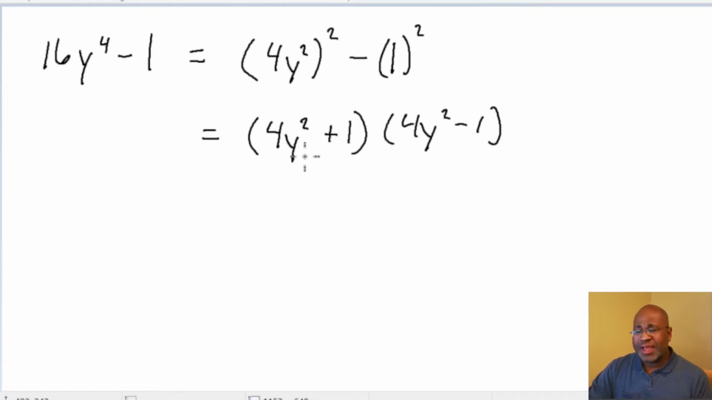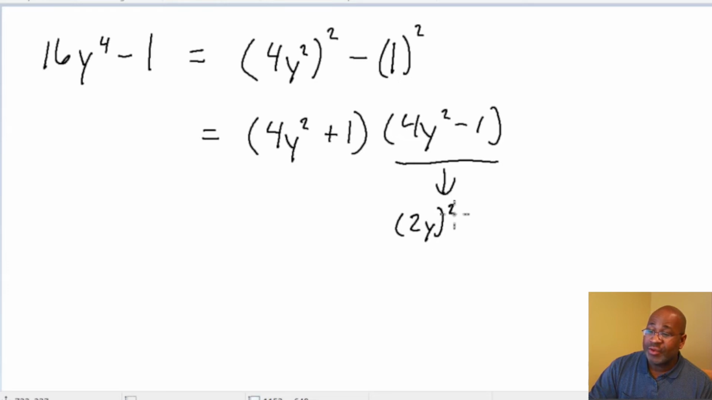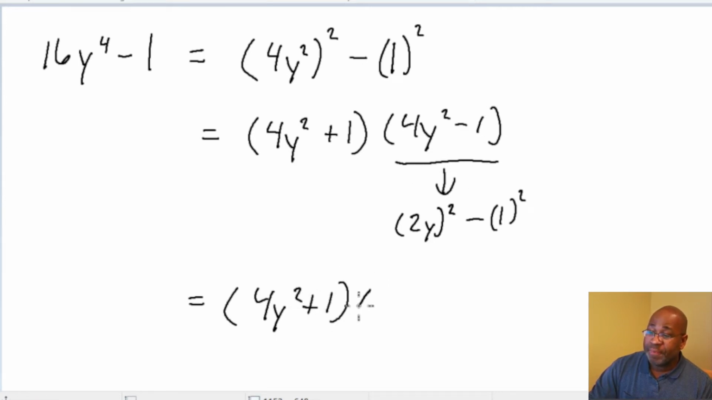Now at this point, you might be inclined to think that you're done. However, look at that second factor. 4y squared minus 1 is also the difference of two squares. 4y squared is 2y quantity squared, and 1 is still a perfect square, 1 squared. We can apply the difference of two squares formula for that expression as well. So if we do that for that case, that's going to be 2y plus 1 times 2y minus 1.